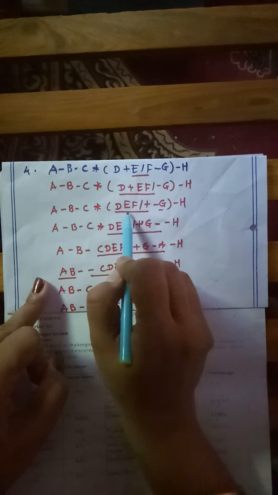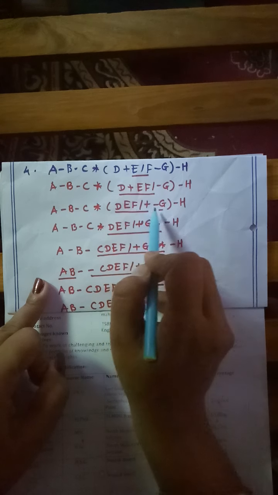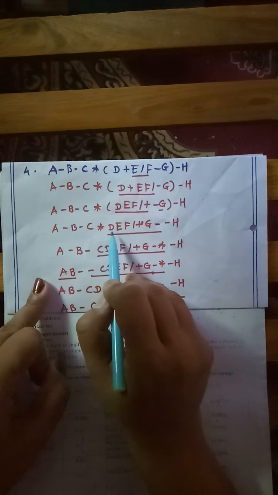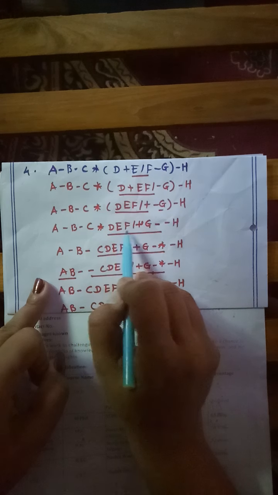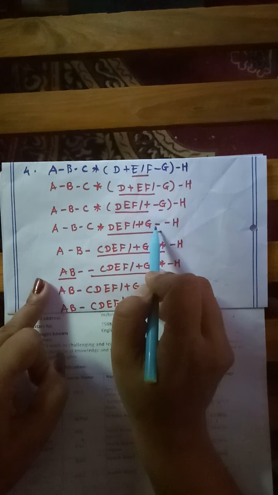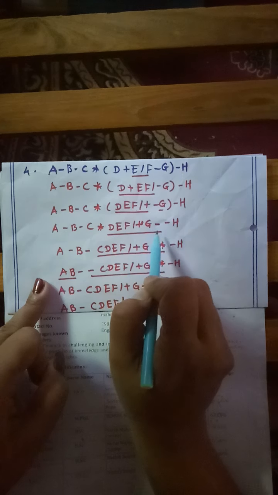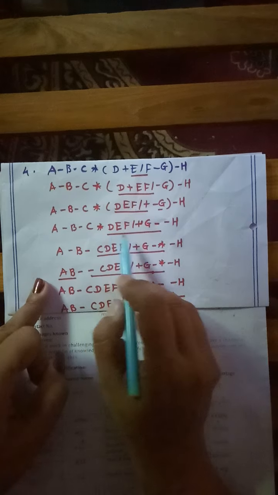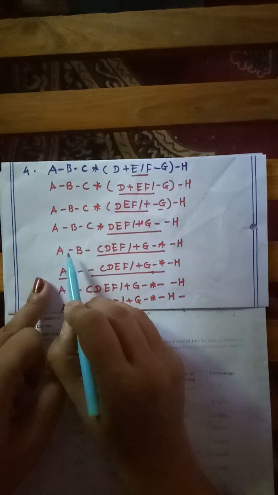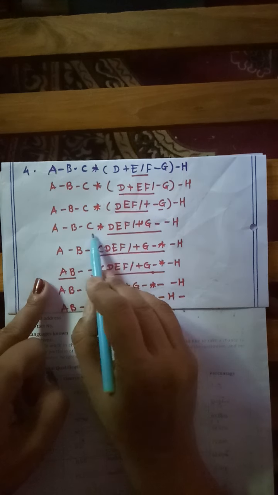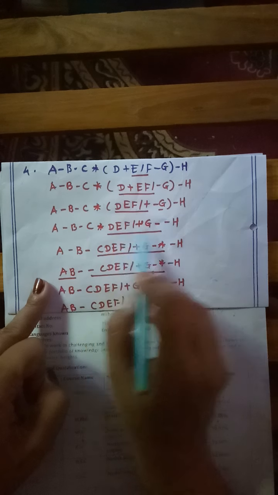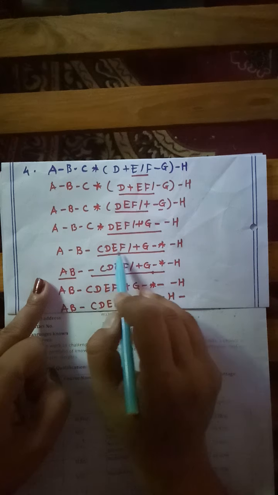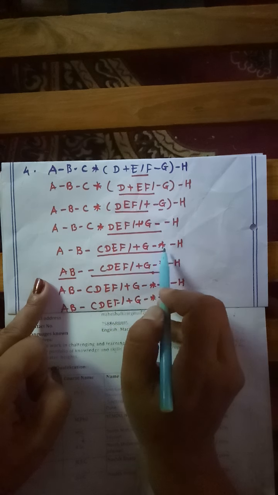Now here D E F slash plus minus G. Now this will be converted again into the postfix form. It will look like that: D E F slash plus G minus. So this bracket will be solved, and we consider all of this as one string, one operand. Now the next one is the C star term. Now we convert that into the postfix form: C D E F slash plus G minus star.